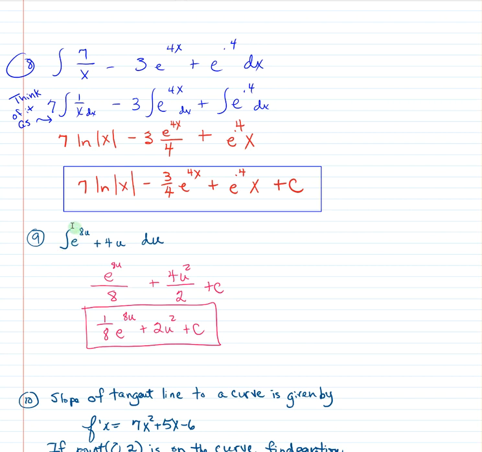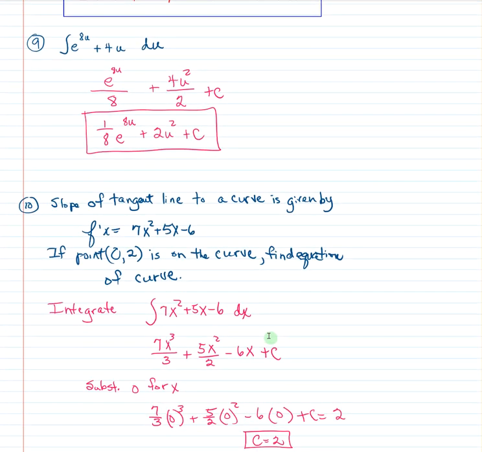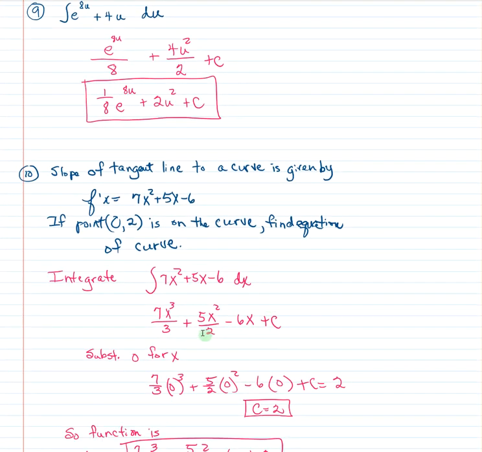All right, 9, the integral of e to the 8u plus 4u du. Well, two parts, e to the 8u over 8 plus 4u squared over 2 plus c. This can be written as 1/8 e to the 8u plus 4 divided by 2 is 2, 2u squared plus c.